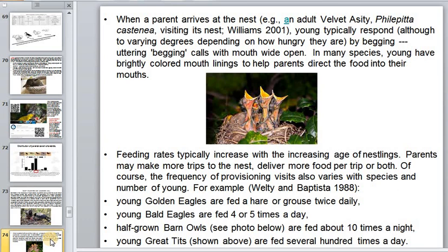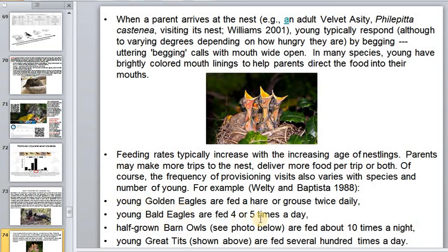can use this. When the parent arrives at the nest, the young typically respond very quickly, and it can show how hungry they are by begging, calling with mouth wide open, and in many species young have brightly colored mouths, as you know, to help parents direct the food into the right mouth. And feeding rates typically increase with the increasing age of nestlings, of course.